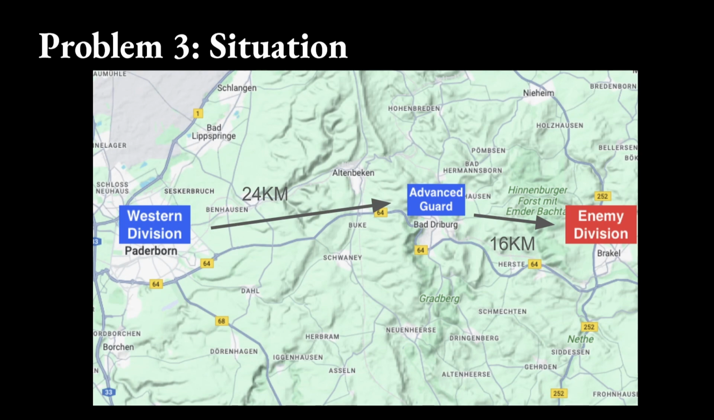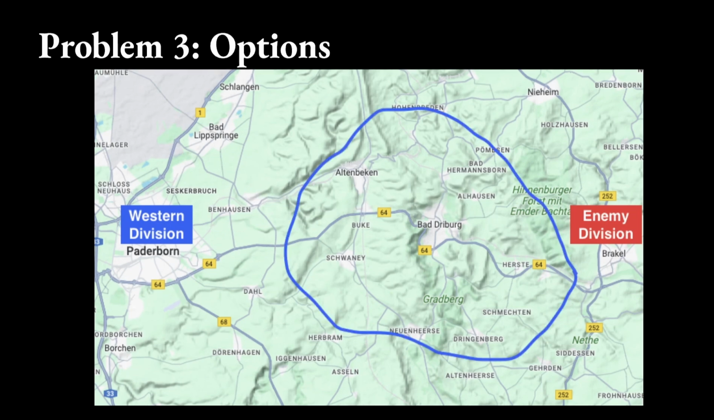The advance guard in this case is actually closer to the enemy division than it is to the main division, which is interesting because this is how Moltke conceived of maneuver in the period. The problem posed to the students was, where would you place that advance guard so that it maximized the protection for the Western Division as that enemy division began moving to the west?